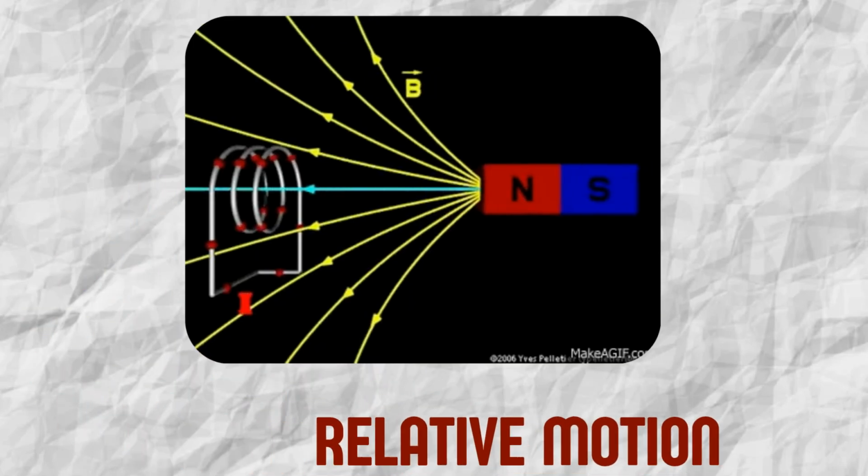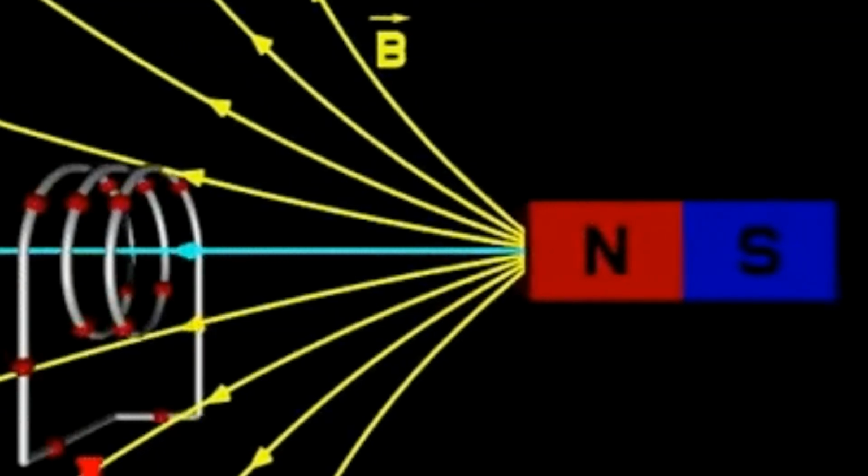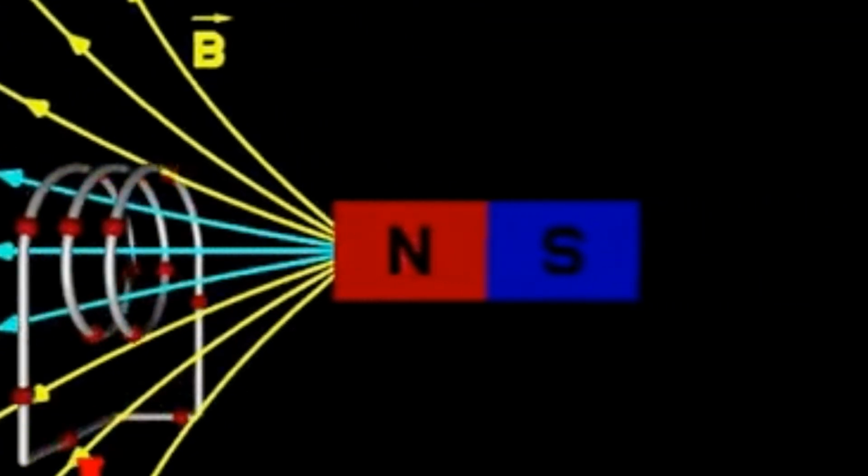The first method is the relative motion between the source of the magnetic field and the conductor or coil. When there is a relative motion between the conductor and the magnetic field, the magnetic flux through the conductor changes, inducing an EMF within the conductor.